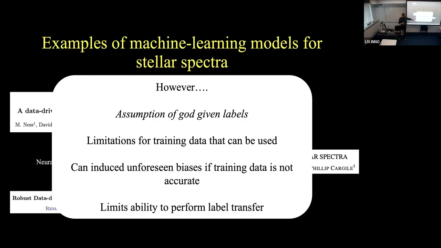And therefore, this sort of limitation can lead to biases, or it can limit the ability to perform label transfer. By label transfer, I mean take the mapping from one telescope and the parameters observed in one telescope and project it onto stars that are observed with another telescope.